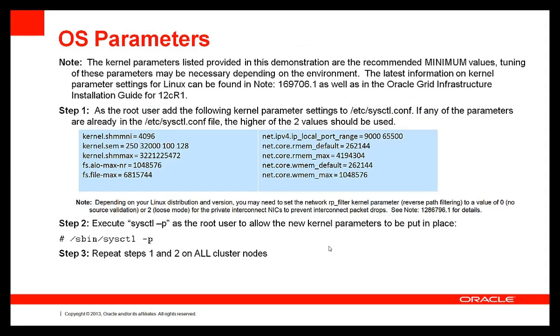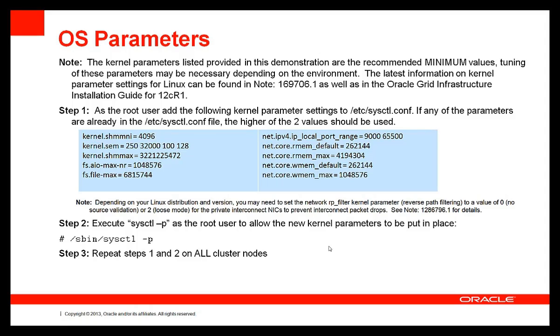So the kernel parameters listed here in this demonstration are the recommended minimum values. Tuning of these parameters may be necessary depending on the environment. The latest information on grid infrastructure parameter settings for Linux can be found in Note 169706.1 as well as in the Oracle Grid Infrastructure Installation Guide for 12cR1.